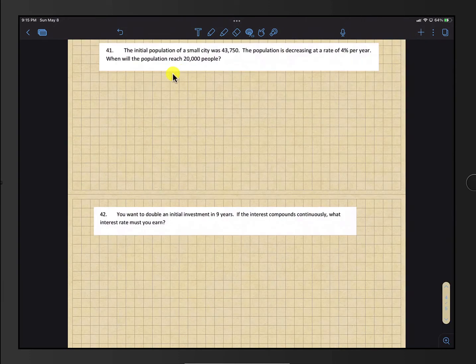All right, now we get into some word problems. Here's number 41. The initial population of a small city was 43,750. The population is decreasing at a rate of 4% per year. When will the population reach 20,000 people? Well, the equation is going to be A, which is the amount of people, equals our initial amount, which is 43,750, times 0.96 raised to the power of t.